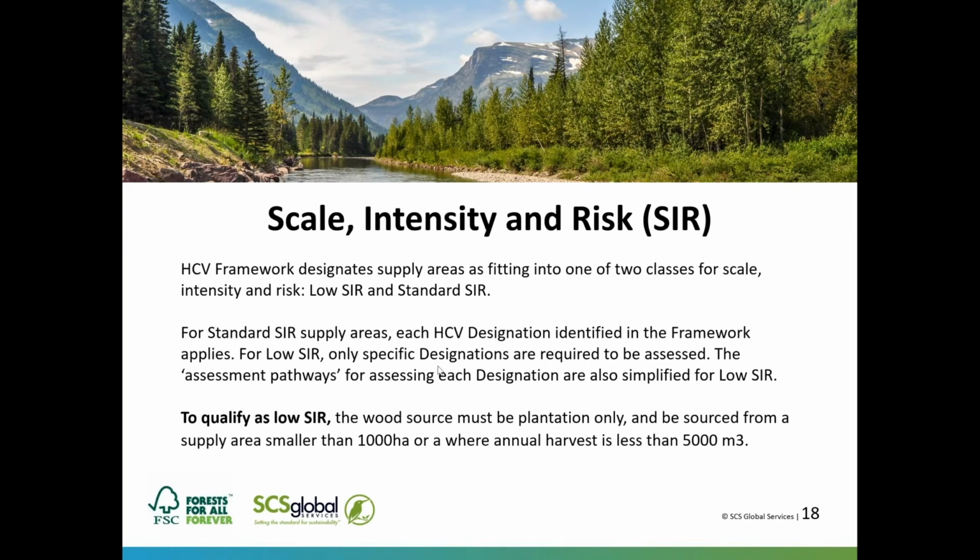Down the bottom here, you can see what it takes to qualify for low scale, intensity, and risk. Your wood source must be plantation only, so not native forest, and be sourced from a supply area smaller than 1,000 hectares, or where annual harvest is less than 5,000 cubic meters. Just to explain, the 1,000 hectares can be across several plantations. It's the aggregate supply area, not the size of each individual plantation. The same goes for the 5,000 cubic meters, it's across the plantations.